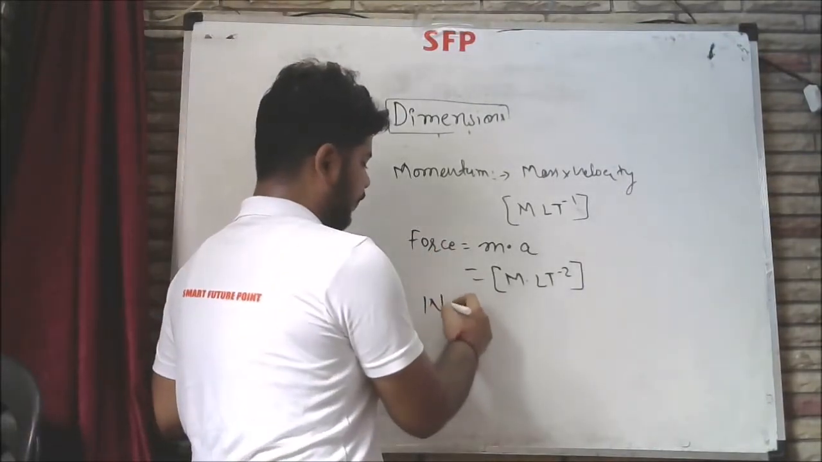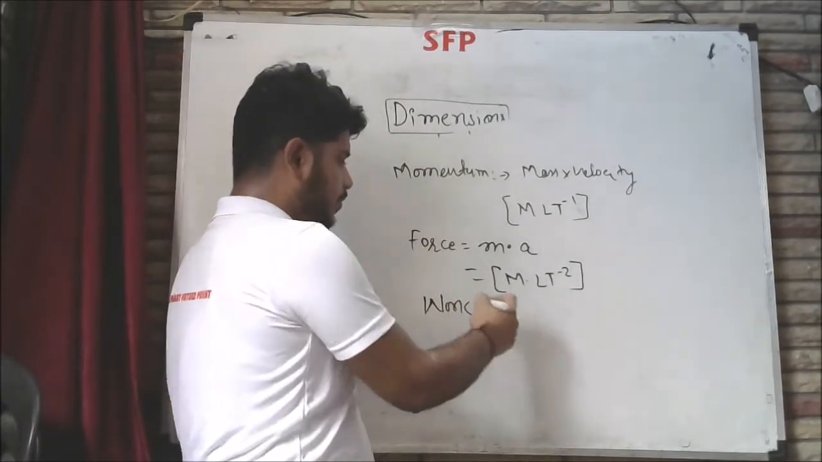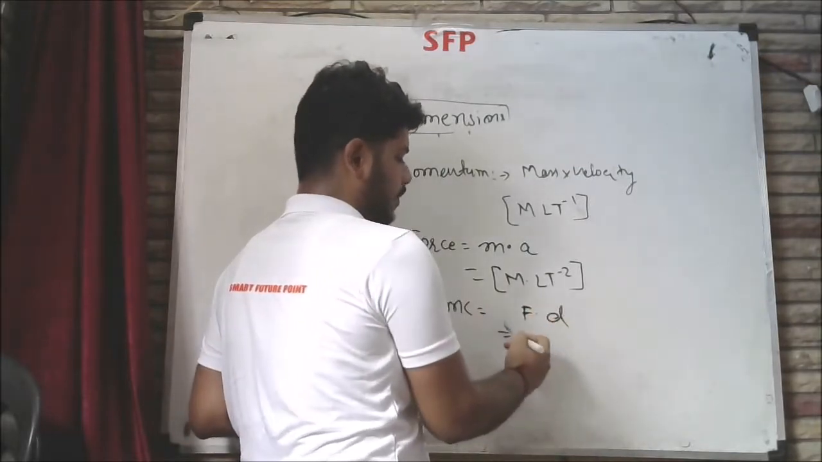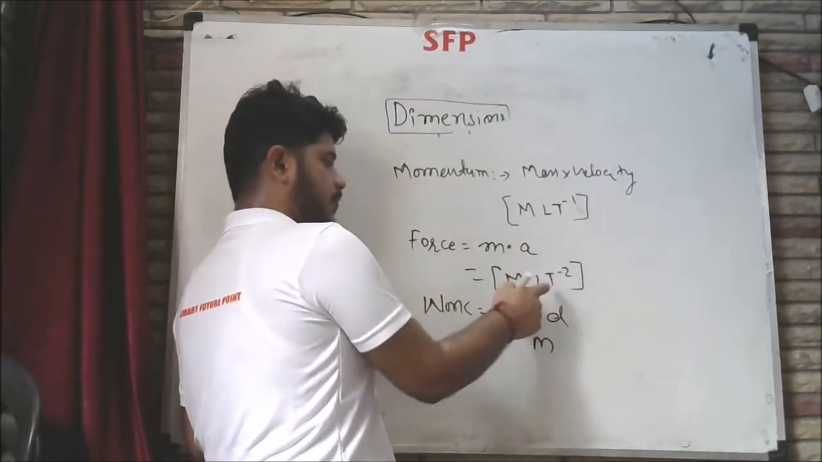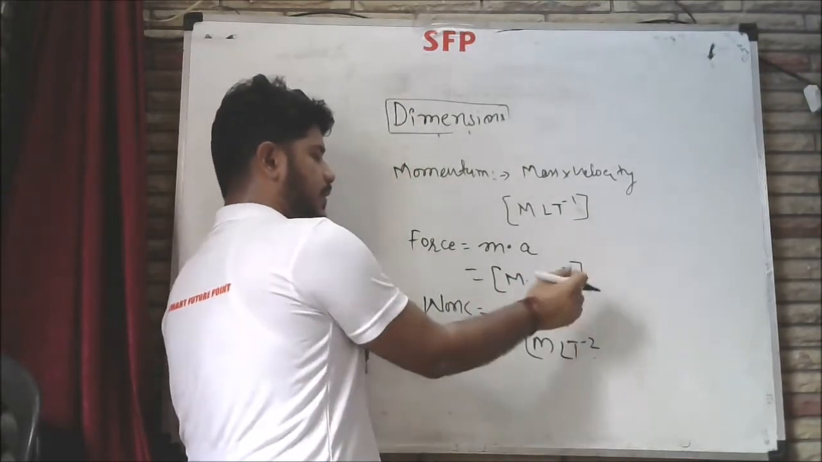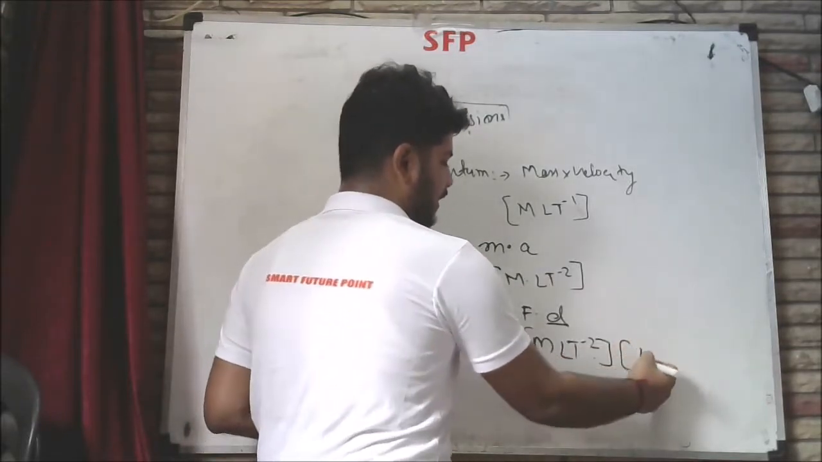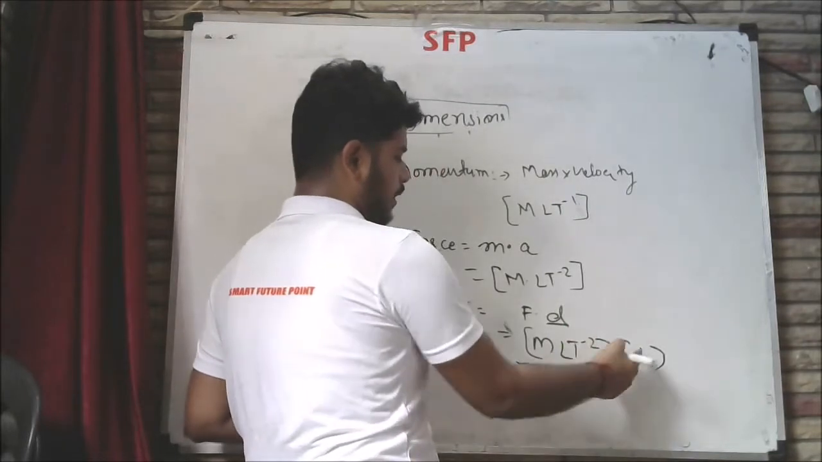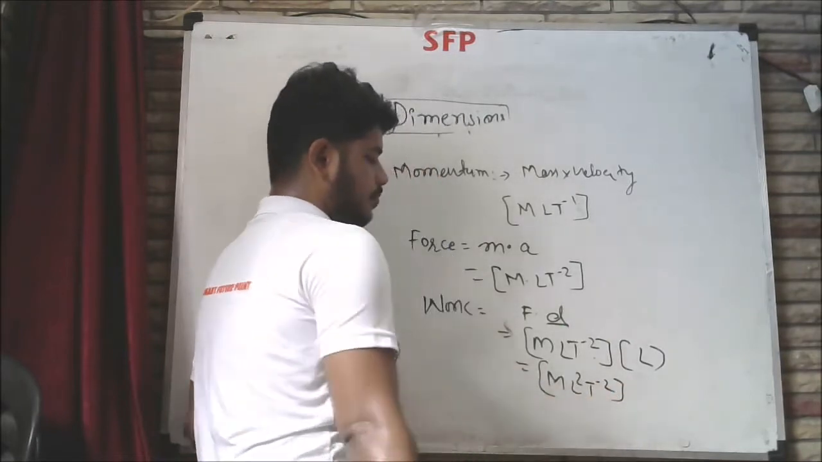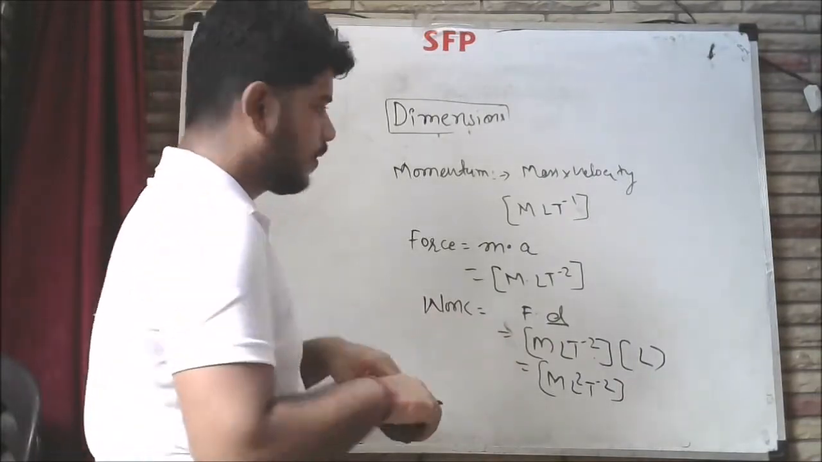Now work. We have also talked about it in the last video. Just recall this formula of work. It is nothing but force into displacement. We have found the force here: MLT minus 2 multiplied with displacement. Displacement is dimensionally represented by L. So it will give you ML square T minus 2. ML square T minus 2 is the dimension of the work. Fine.